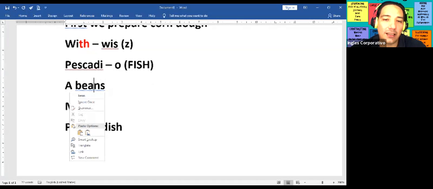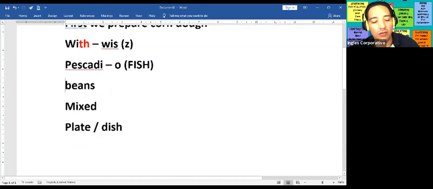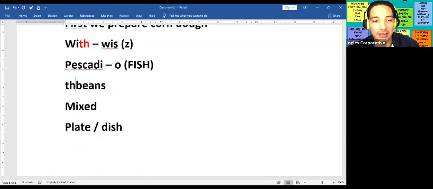Ok, el corrector me está intentando corregir para la redundancia, porque no puedo agregar un artículo, ojo todos, un artículo antes de un nombre plural. A beans. O digo beans, o digo the beans, o solo digo a bean. A bean.